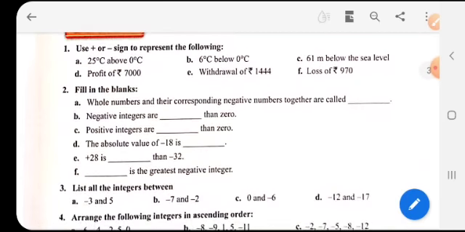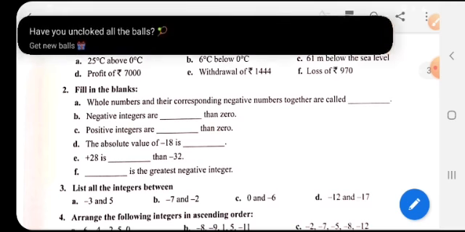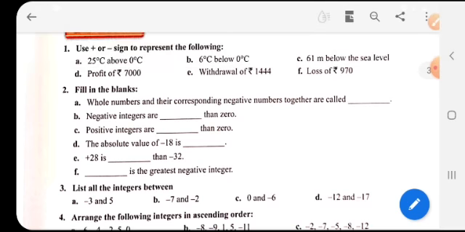Now do the exercise. Use plus or minus sign to represent the following. It is 25 degrees centigrade above 0 degrees centigrade. So you have to use a positive or a negative sign. Let's do one of them. So 25 degrees above 0 degrees will be a positive sign. 6 degrees below 0 degrees will be a negative sign. In this way we can understand which is positive and which is negative.